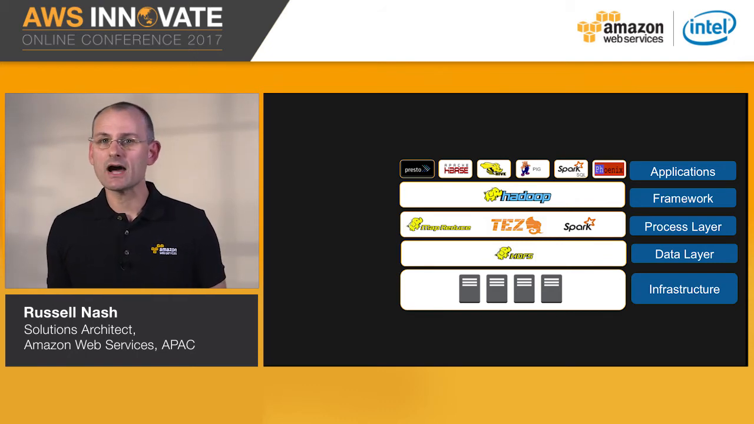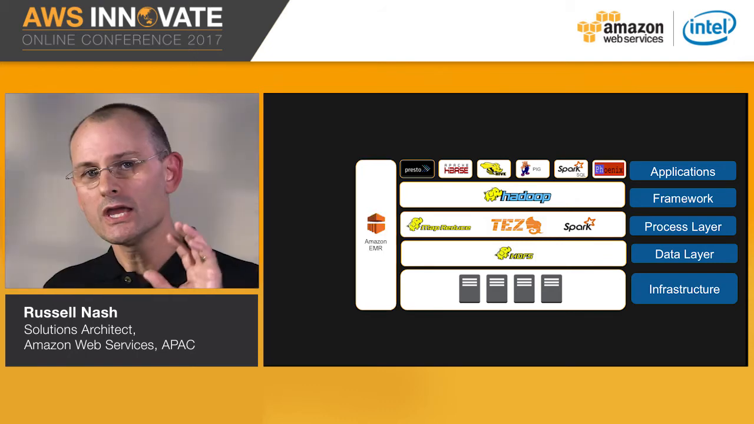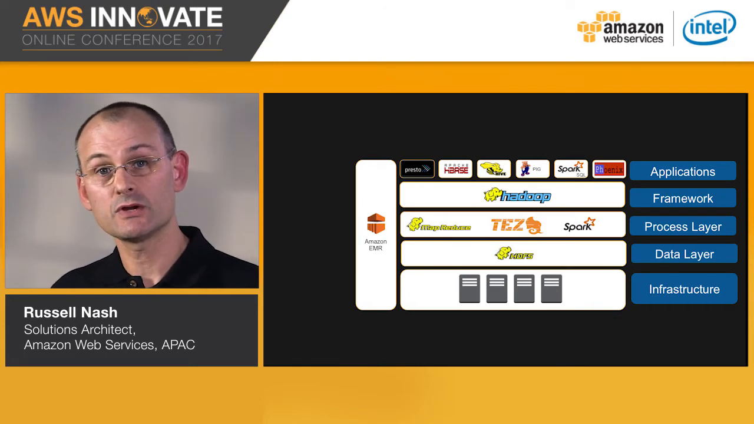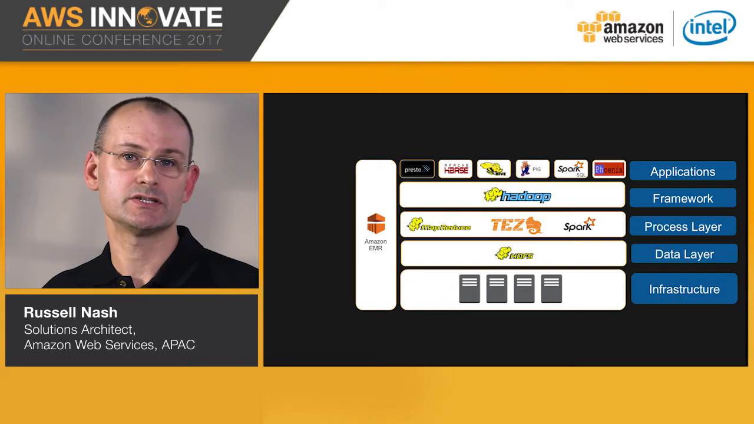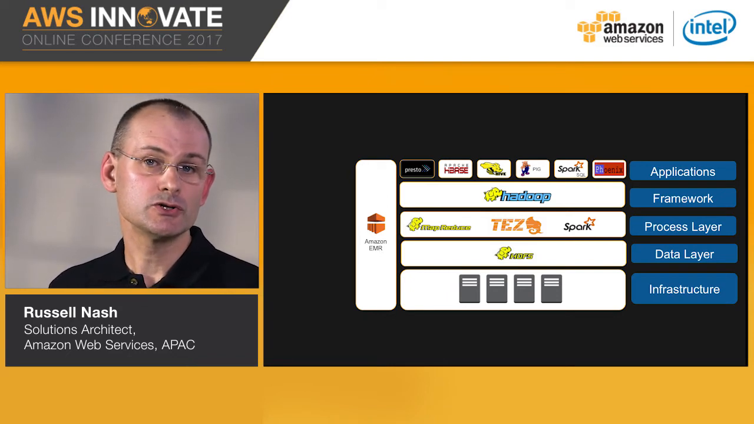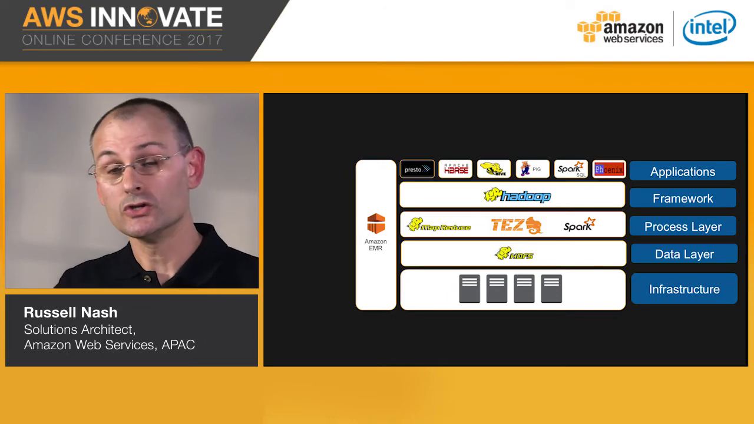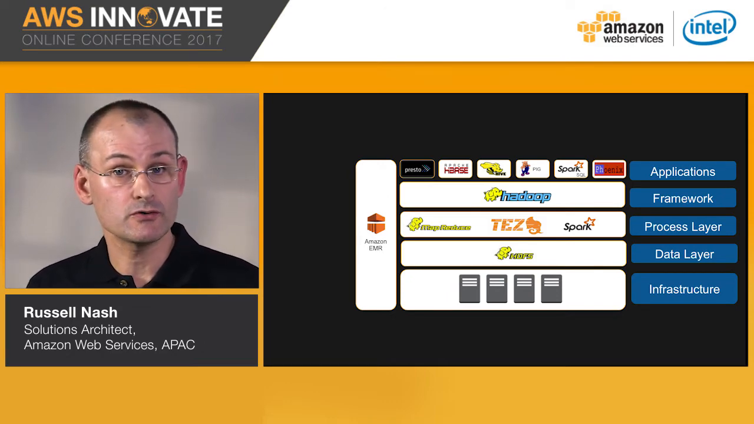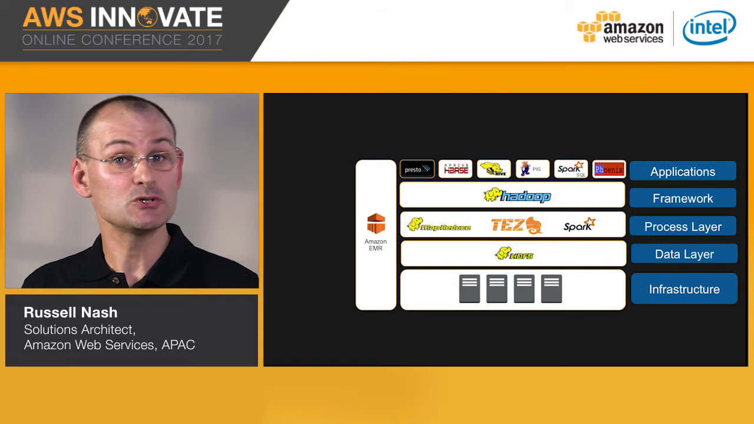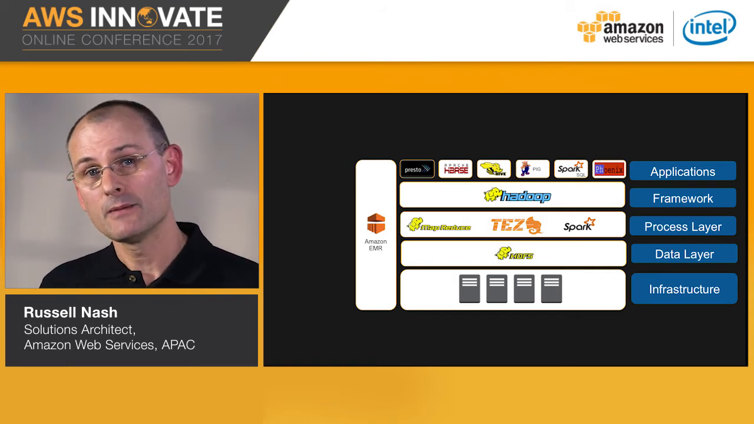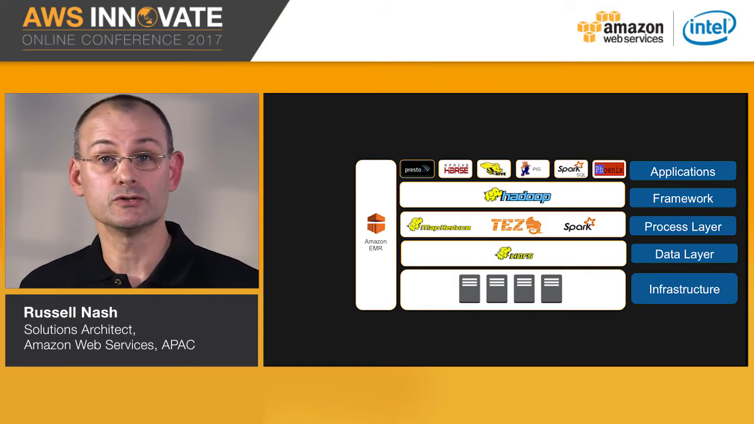So where does EMR fit into this picture? If you look on the left-hand side there, you can see that's where really EMR sits. And what EMR does is it manages this stack for you. So this Hadoop stack, you could spin it up yourself. So you could spin up EC2 machines, you could install Hadoop, you could configure it, you could then install the applications, make sure they were all working together. But there's a lot of heavy lifting involved in doing that.